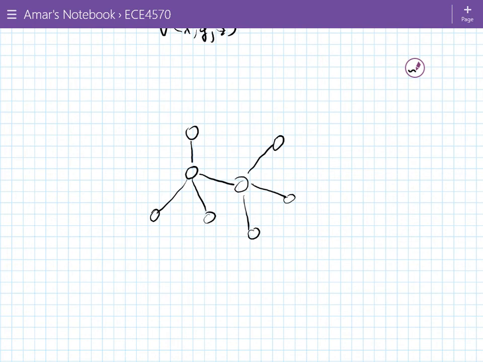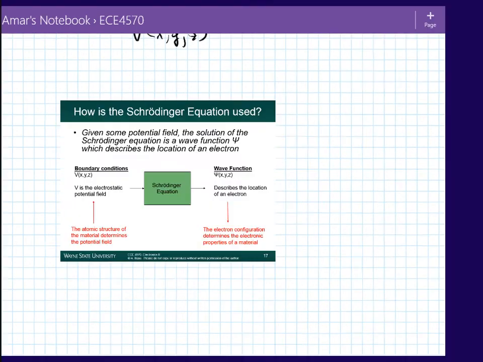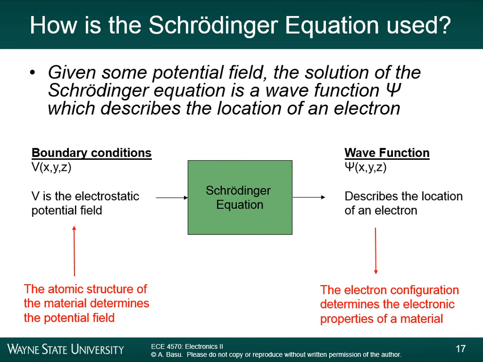So the nucleus has positive charge, right? It consists of protons and neutrons. Wherever you have charges, there's an electrostatic potential field there. There are also electrons around each of these nuclei, so those also contribute to the electrostatic potential field. So the atomic structure of a material determines this potential field, V of x, y, z. That's a boundary condition to the Schrödinger equation.